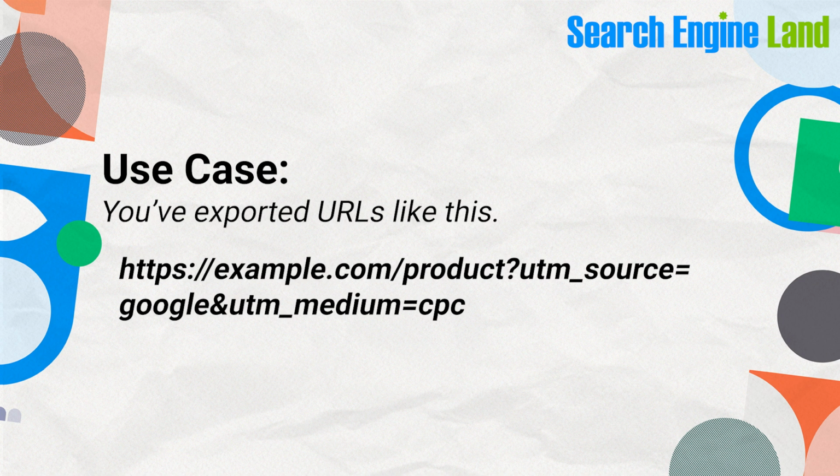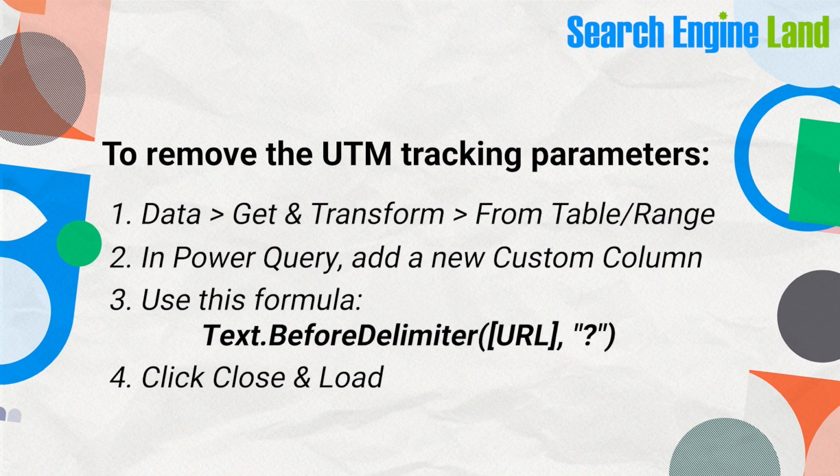Regex through Power Query cleans or extracts patterns that normal Excel functions can't handle, like URLs, UTM parameters, or HTML tags. Let's say you've exported URLs like this. To remove UTM parameters, so basically everything after the question mark in this URL, follow these steps. Afterwards, you'll have a clean URL column, perfect for managing data or canonical audits.